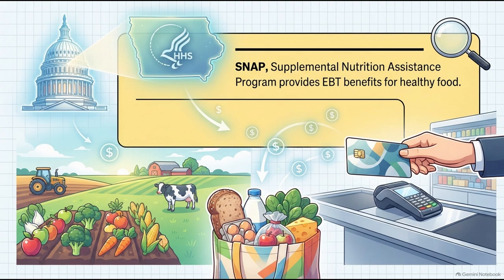And the way it works is honestly brilliant in its simplicity. If you're approved, HHS just puts money directly on an electronic benefits transfer card, an EBT card, every single month. It works just like a debit card to help you stretch those grocery dollars further.